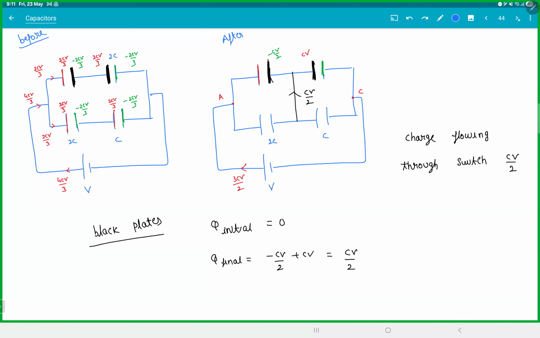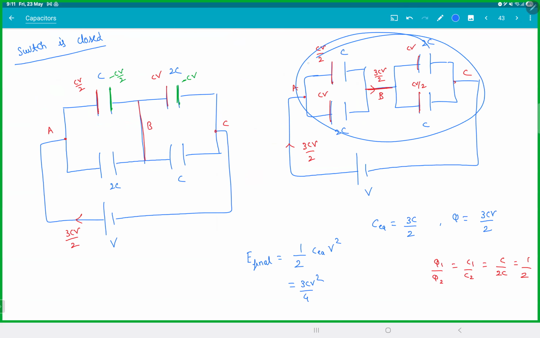Let me ask you, Bihan. What is the total charge on all the plates? 0. Yeah. So what is the total charge on all these plates?